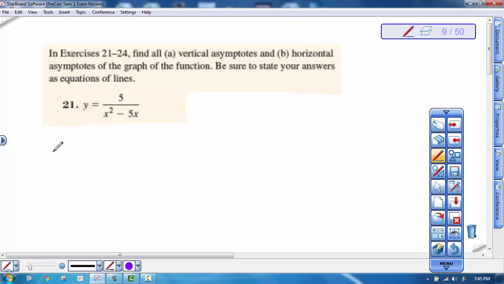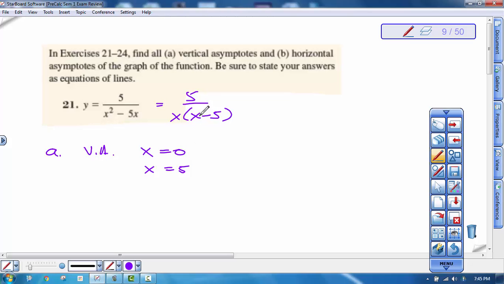Okay, next problem, 21. Part A, let's find the vertical asymptotes. So we know that these occur at zeros in the denominator. So if I rewrite this as 5 over x times x minus 5, I know those are going to be x equals 0 and x equals 5, written as equations of lines.